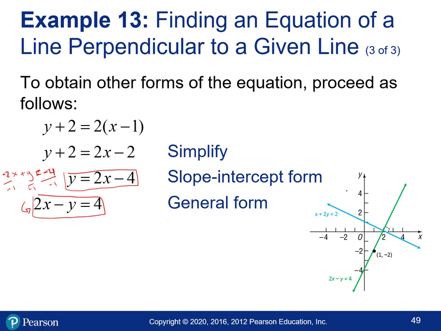And then here are the two graphs, and they should look like they meet at a right angle, the original and then the one that we found. Because if they don't, then they're not perpendicular and something went wrong. And this had our point, 1, negative 2, and then the slope of 2. So rise 2, and then run 1.